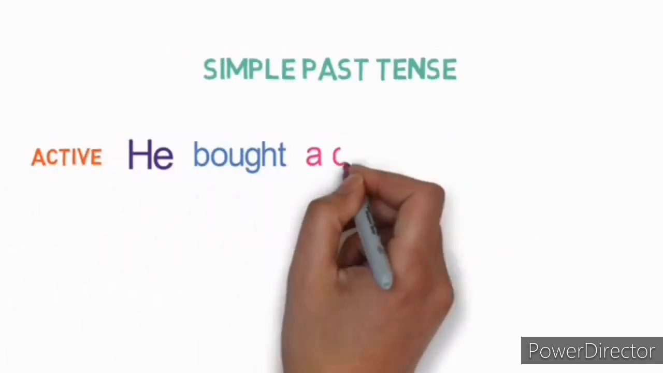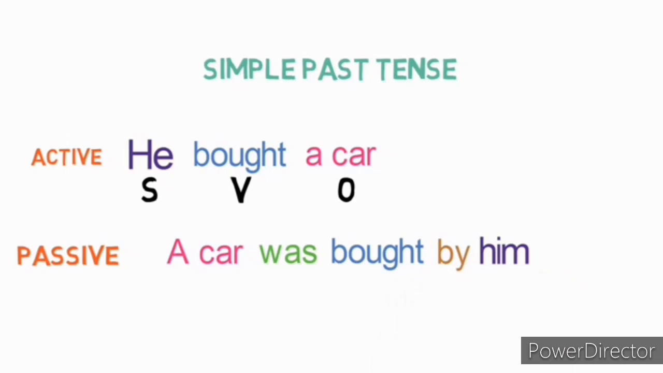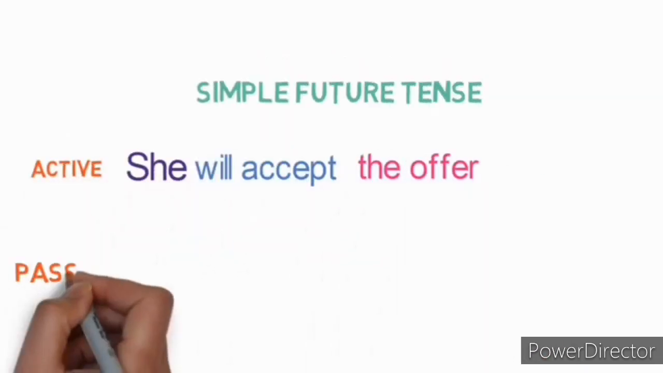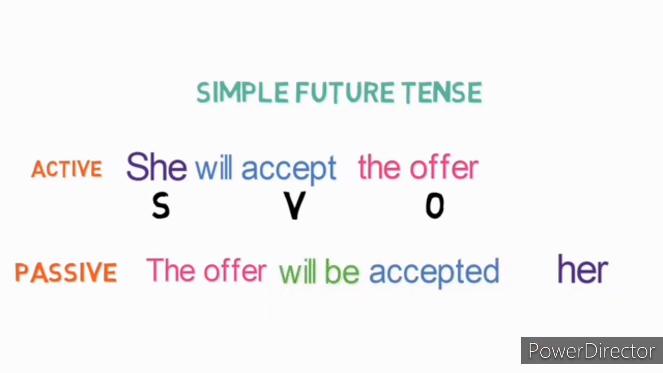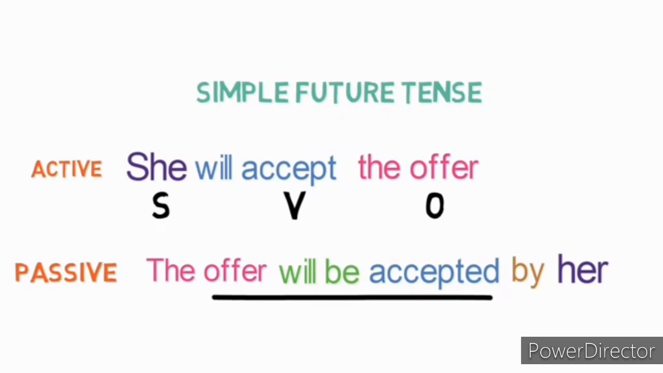Next, under V2 form, he bought a car. But V2 form, right? You have to change as was or were plus V3. So here the sentence is converted to a car was bought by him. Okay. Next one example with modals. She will accept the offer. Here the verb will accept is changed to be plus V3. No? So will be accepted. So the passive sentence is the offer will be accepted by her.